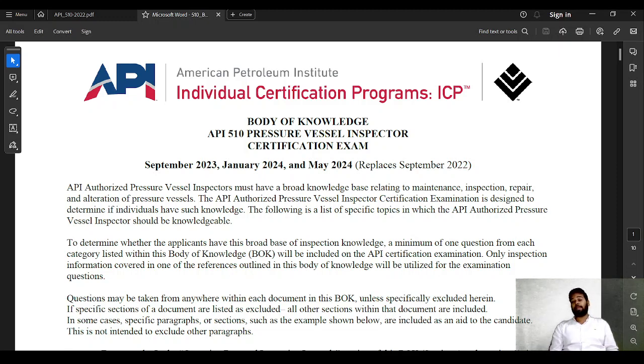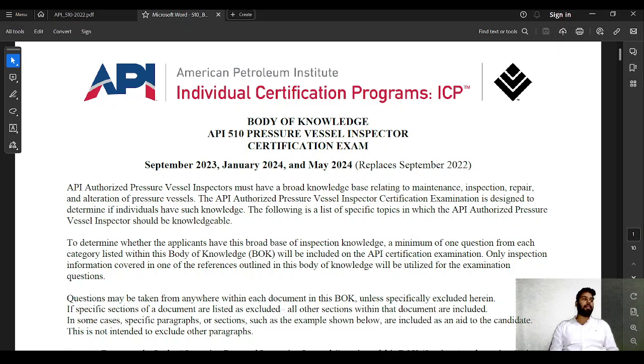Now, three ICP examinations are very common. You have API 510, that is Pressure Vessel Inspector. You have API 570, that is Authorized Piping Inspector. And also you have API 653, that is Authorized Inspector for Above Ground Storage Tanks.